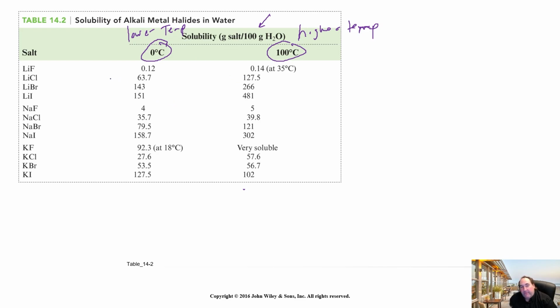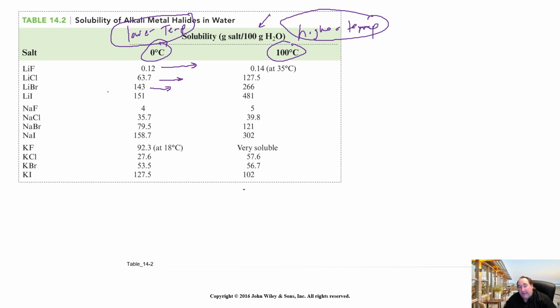Just comparing the left-hand column to the right-hand column for each of these, we see what we were just talking about. As the temperature increases, so does the solubility. For example, with lithium fluoride, you can get 0.12 grams at 0 degrees, not much higher, but you can get 0.14 grams at 100 degrees.